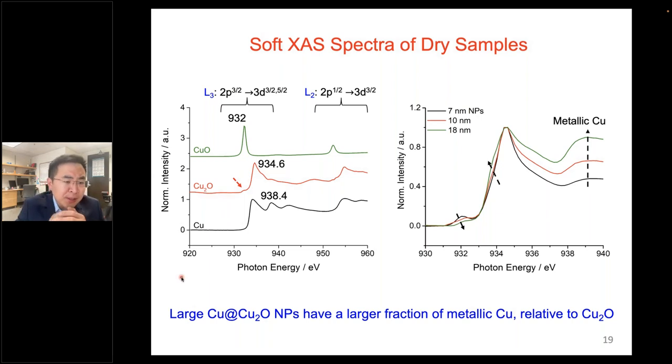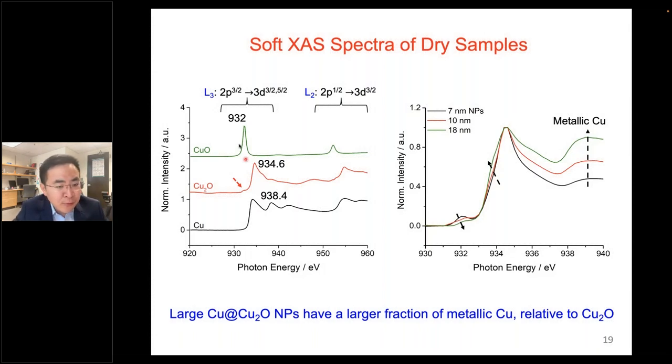Some of you may not be familiar with soft X-ray spectra. I would like to use a reference sample to show you what those fingerprints are, and how we interpret the X-ray spectra. On the left, I'm showing you three different types of copper: metallic copper, cuprous oxide, and cupric oxide. Obviously the cupric oxide appears very differently, so if we see anything with copper plus two formed, we can quickly identify that. The difference between copper and cuprous oxide is that copper has very characteristic triplet peaks at the L3 edge, and they also show a difference for the L2 edge. They basically have very different fingerprints.